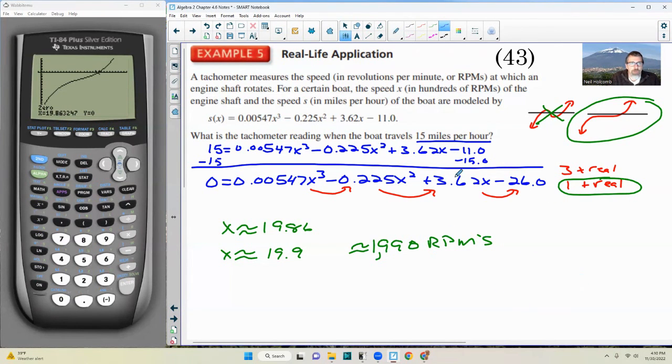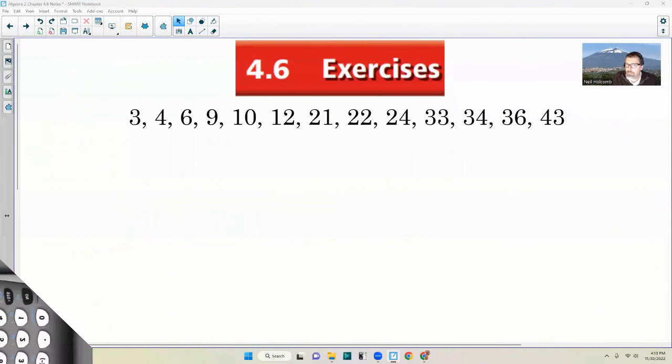So that's how you do a real life application using Descartes' rule to determine the number of zeros. Now you should be able to do problem number 43. Okay, that brings us to the end of chapter 4.6. So here are the questions again that I asked you to do. And have fun, and thanks for watching.